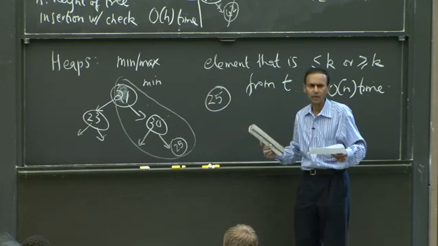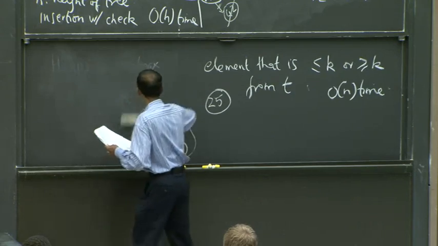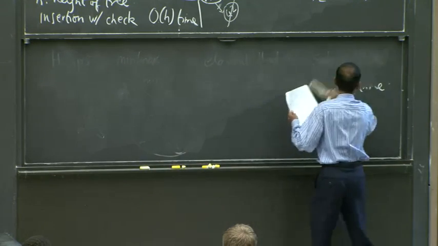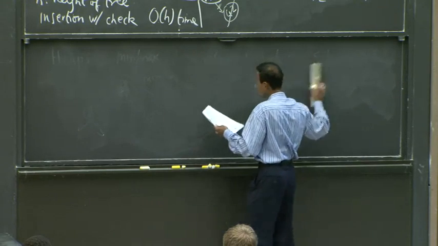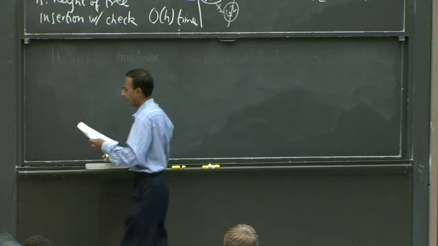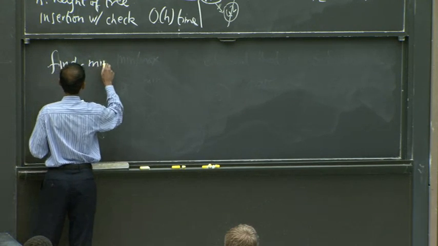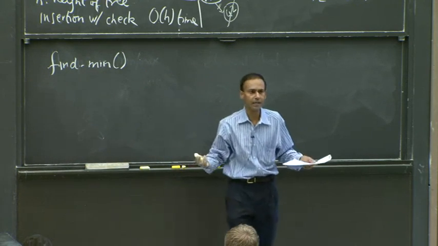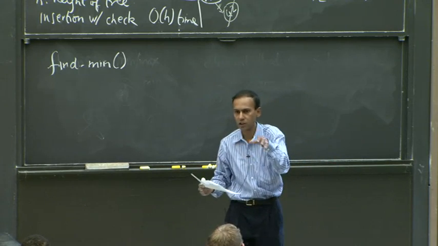I just want to say a little bit about other operations. There are many operations that you can do on a binary search tree that can be done in order h time, and some even in constant time. I'll put these in the notes. Some of these are fairly straightforward. Find min in a min heap, if you want to find the minimum value, is constant time. You just return the root.